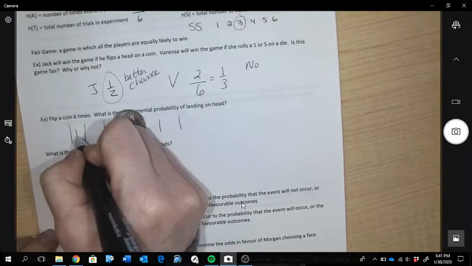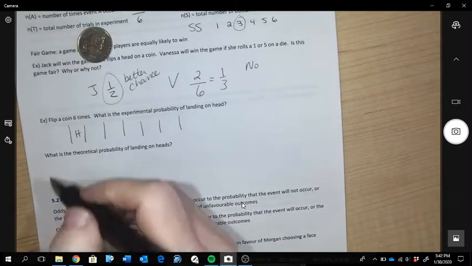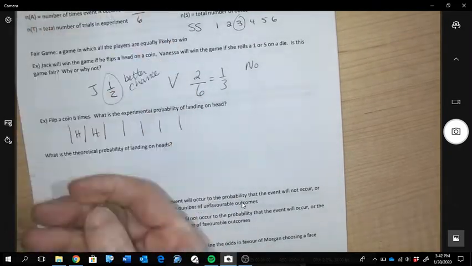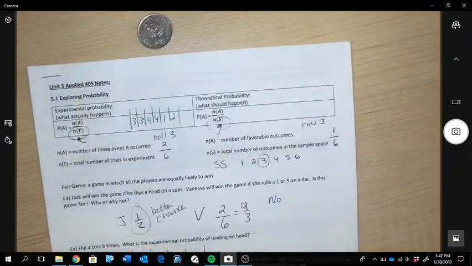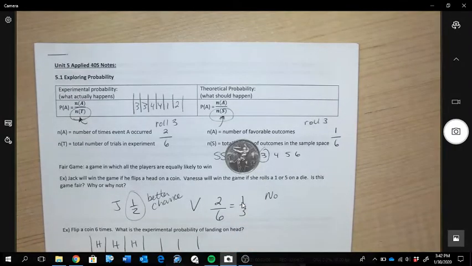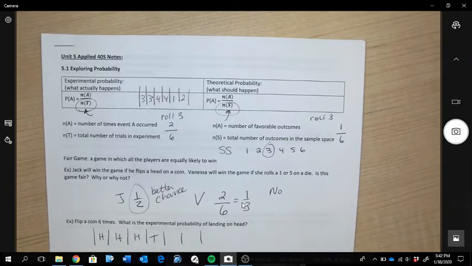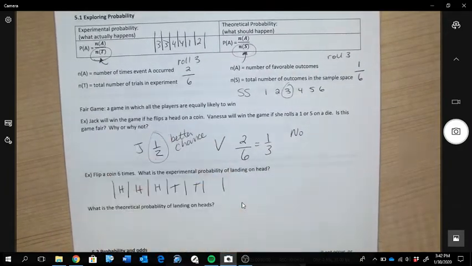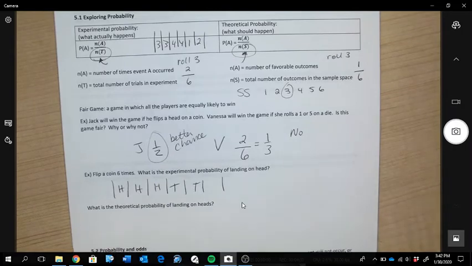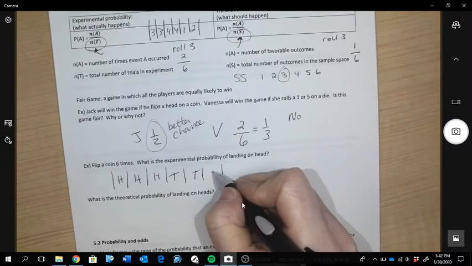Head. Head. Oh, another head. Tails. Another tails. Oh, and that rolled on the floor, but it is a tails.